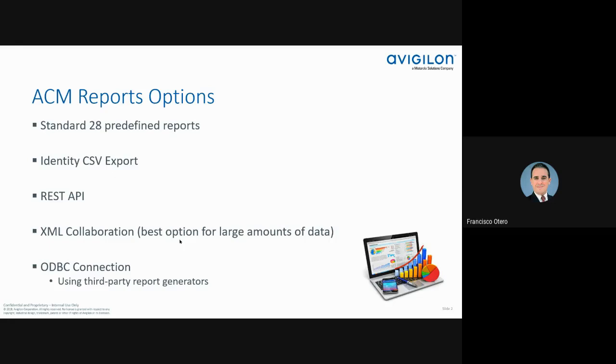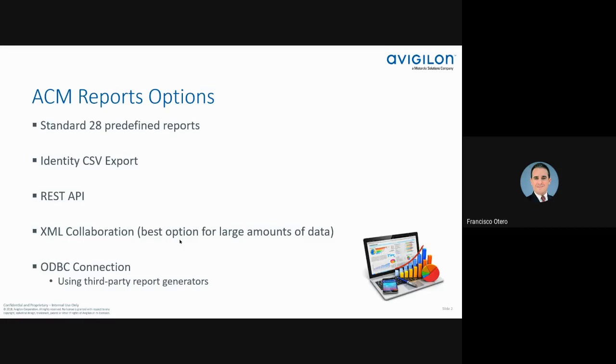REST API, not my favorite. There are some performance issues in there. We'll talk a little bit more about that later. XML collaboration is definitely one of the best options we have if we are talking about large amounts of data. And ODBC connection, basically: here's my database, connect to it. Now go develop your own reports and whatever you need to do in there, okay?